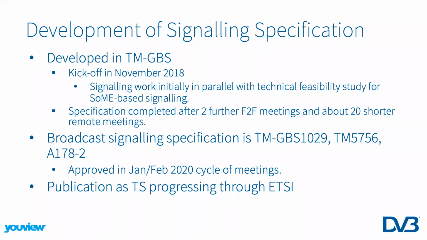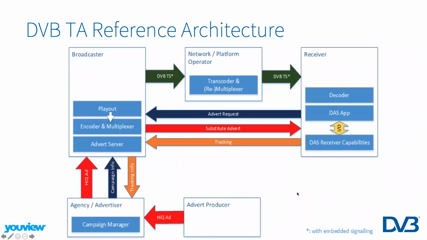We have come up with a specification that was approved earlier this year in the round of DVB meetings, finishing with the steering board in February 2020. And this specification is now submitted to ETSI and is starting to progress through that. It has a specification number, so it will be TS 103 752-1. So on the next slide, we consider the reference architecture that the signaling needs to be based on.